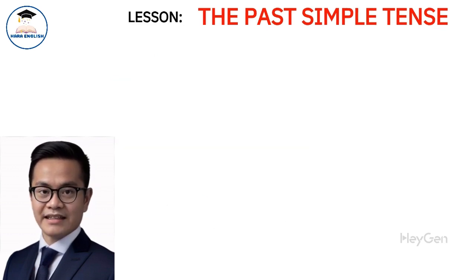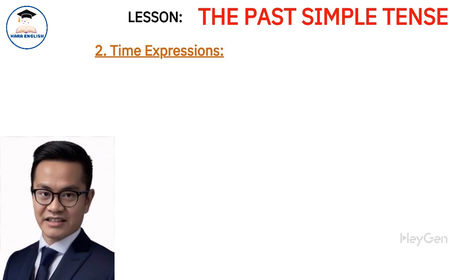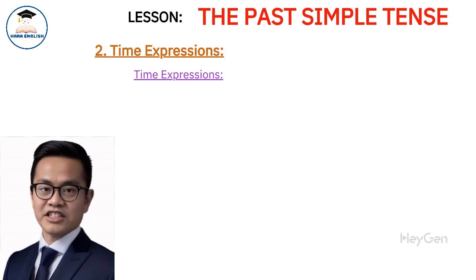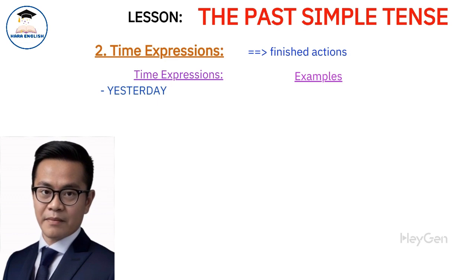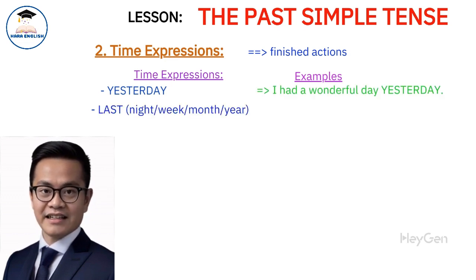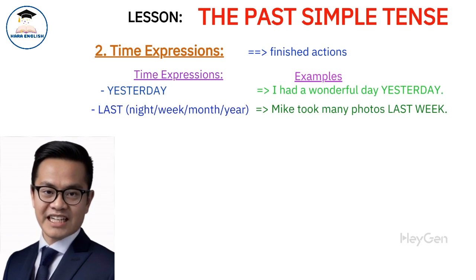Remember? Great. Now that we know how to form the past simple tense, let's talk about the words that tell us when something happened. These are called time expressions. These expressions help us know the action is finished and happened in the past. 1. Yesterday. Example, I had a wonderful day yesterday. 2. Last, such as last night, last week, last month, last year, and so on. For example, Mike took many photos last week.